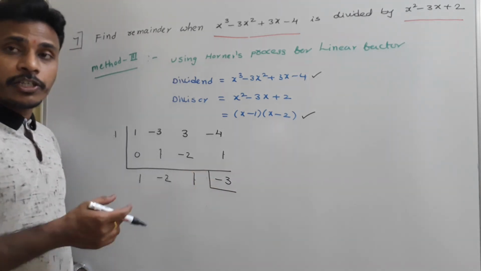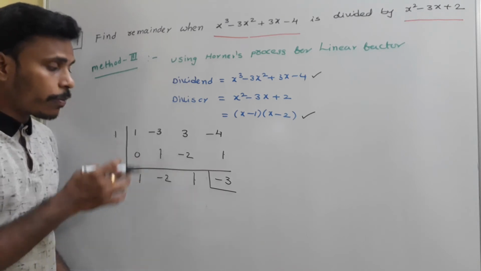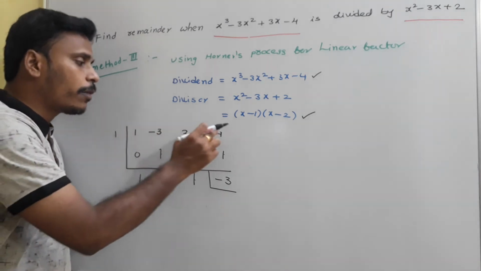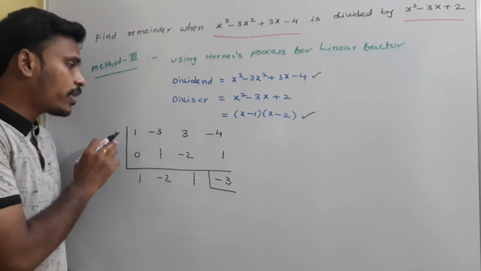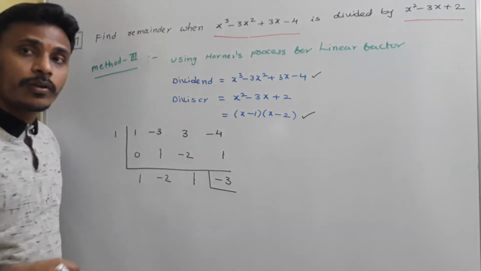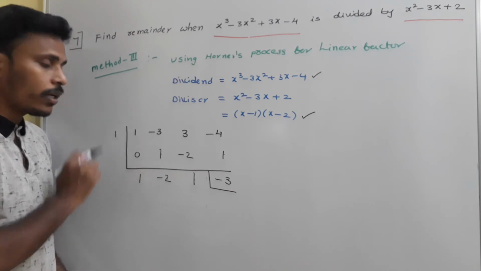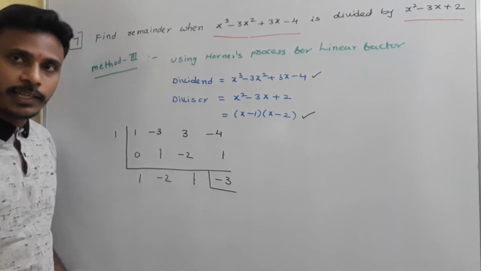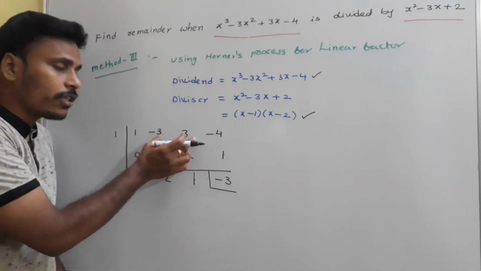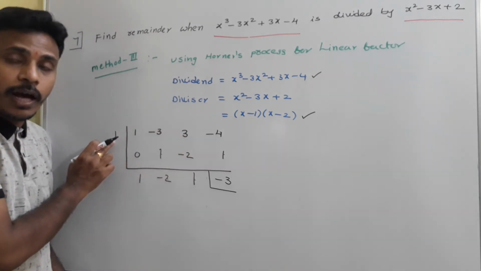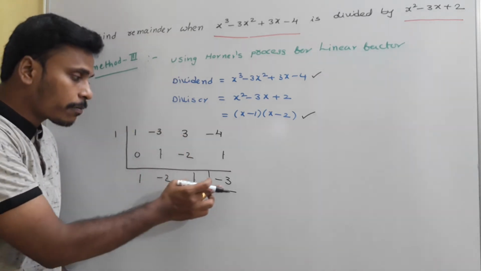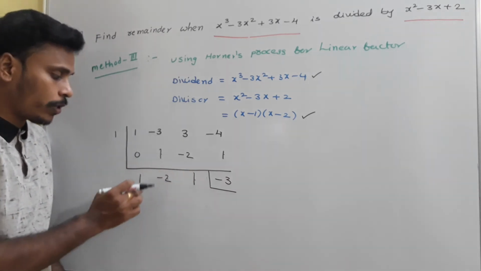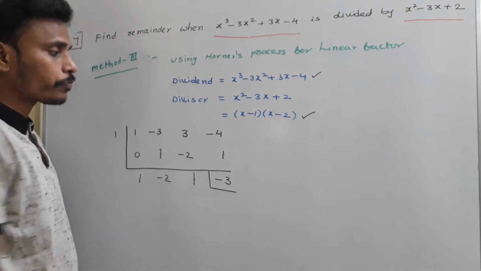Already in the previous classes we discussed the way of Horner's process. Now this is the dividend polynomial, and since we are discussing x minus 1 as a factor, you just write 1 here. So 0, 1 plus 0 is 1, and then we did it like that. Whenever you divide this polynomial by x minus 1, this minus 3 is the remainder as well. This part is the quotient actually: 1, minus 2, 1 is the quotient.